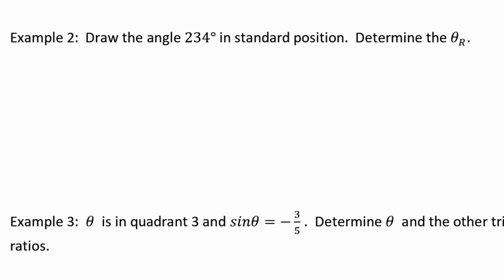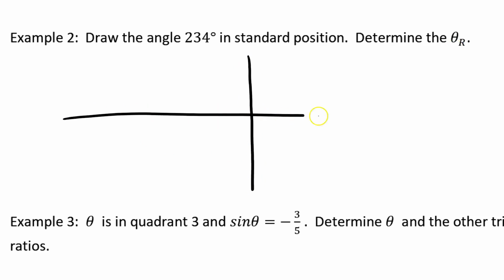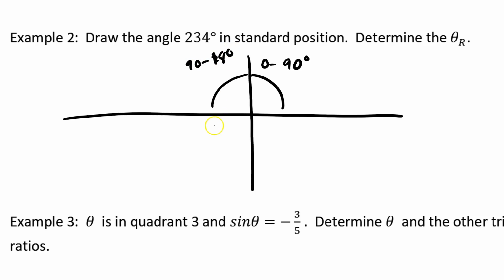Draw the angle 234 in standard position. Determine what the reference angle is going to be. Okay, so when I'm looking at this right here, from here to here lives 0 to 90 degrees, so you don't have to draw this part in. From here lives 90 to 180. From here lives 180 to 270. And from here to here lives 270 to 360.